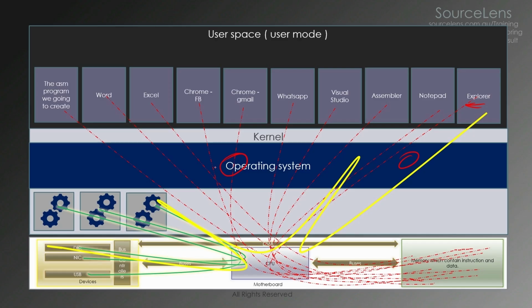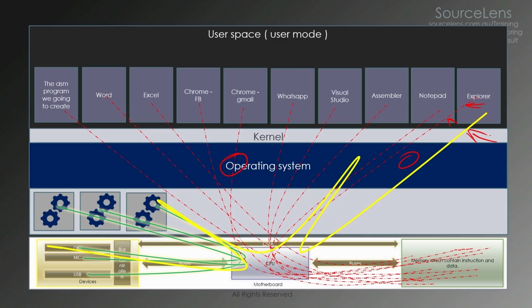Then from the operating system, it goes to memory with the help of the CPU. And it also accesses different devices through the operating system. So the operating system controls the access of programs to different devices. So that is what this red arrow is all about: how the control from different programs goes through the operating system to different devices and memory.